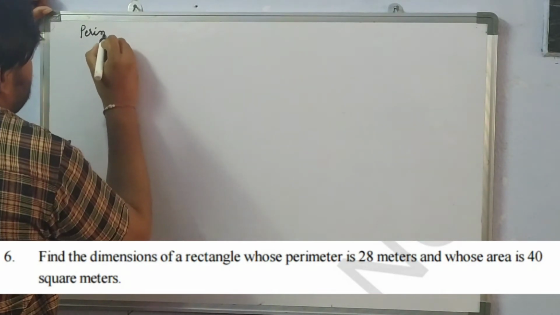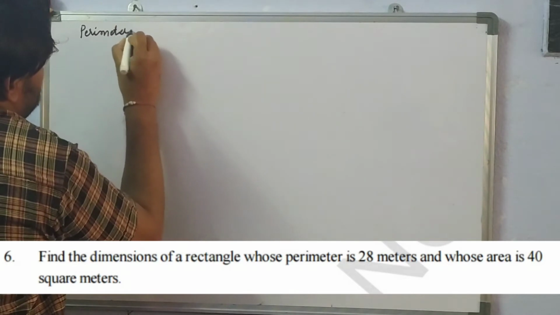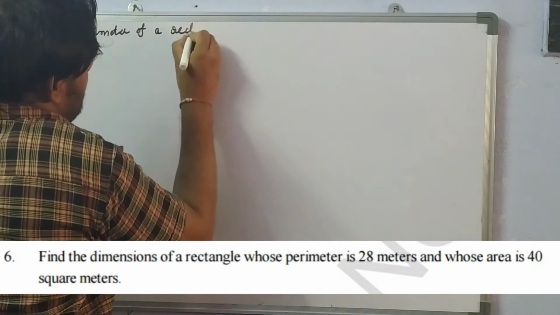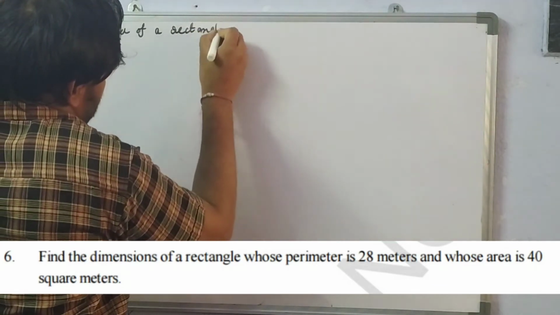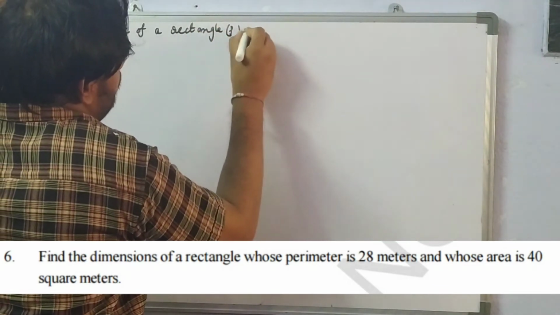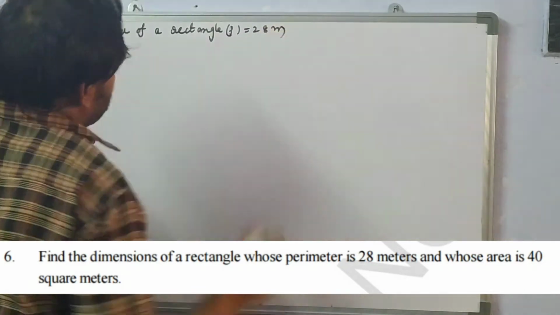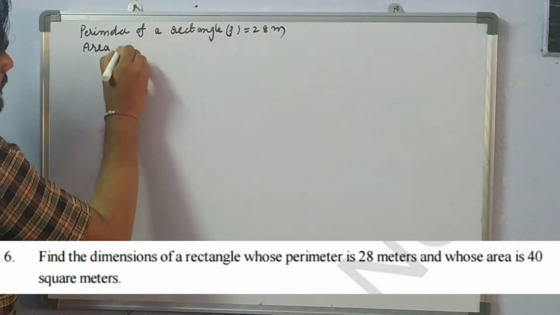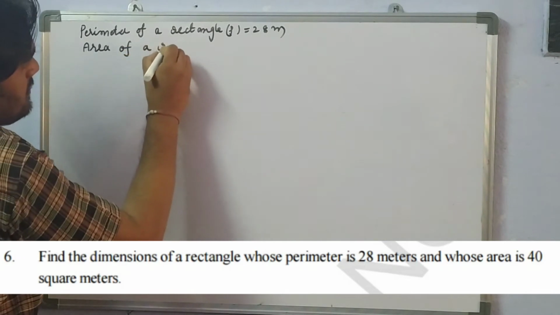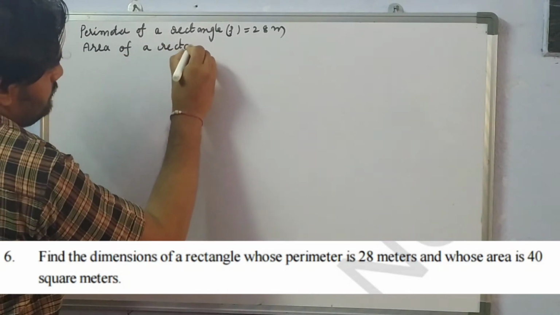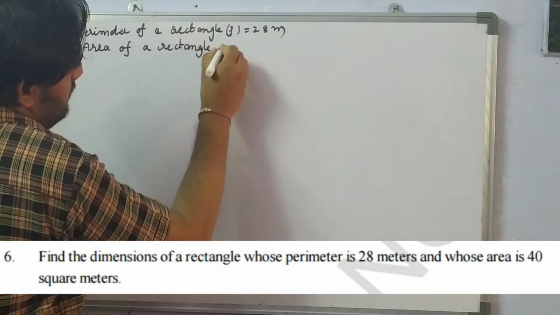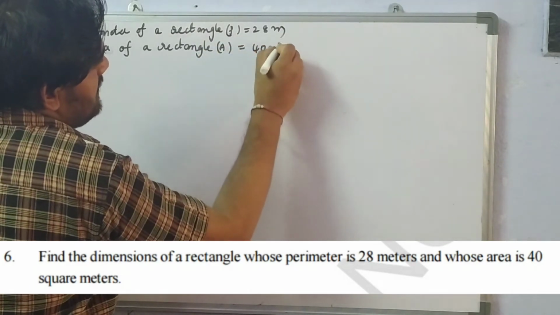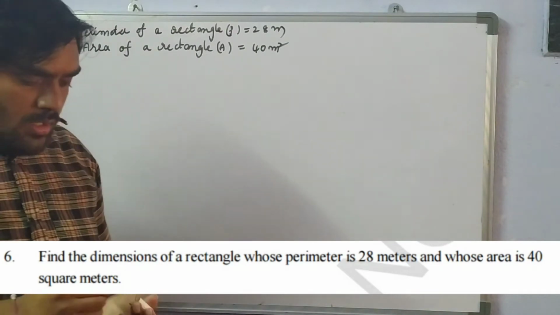Perimeter of a rectangle, P is equal to 28 meters. After that, area of a rectangle, A is equal to 40 square meters, means 40 meters square.